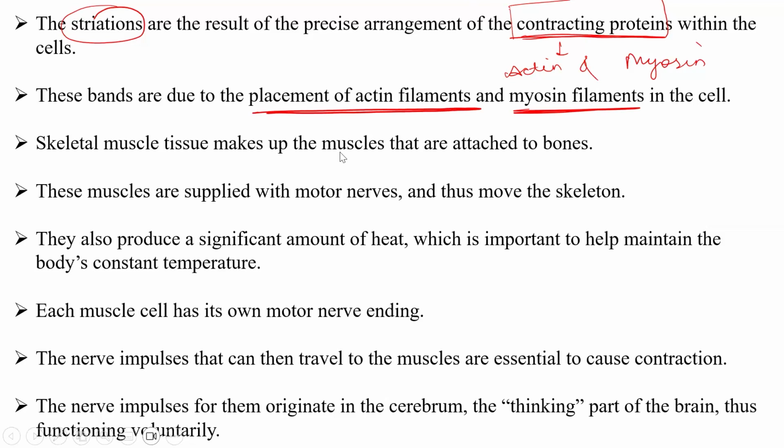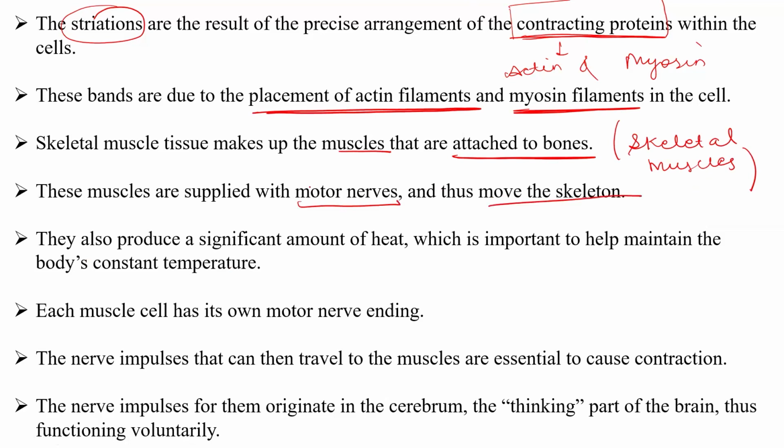Now, skeletal muscle tissue makes up the muscles that are attached to the bones. That is why they are called skeletal muscles. Why? Because they are attached to the skeletal system, to the bones. These muscles are supplied with motor nerves and thus move the skeleton. So, motor nerves are the ones that help in movement, and therefore help in moving the skeleton. They also produce a significant amount of heat, which is important to maintain the body's constant temperature.